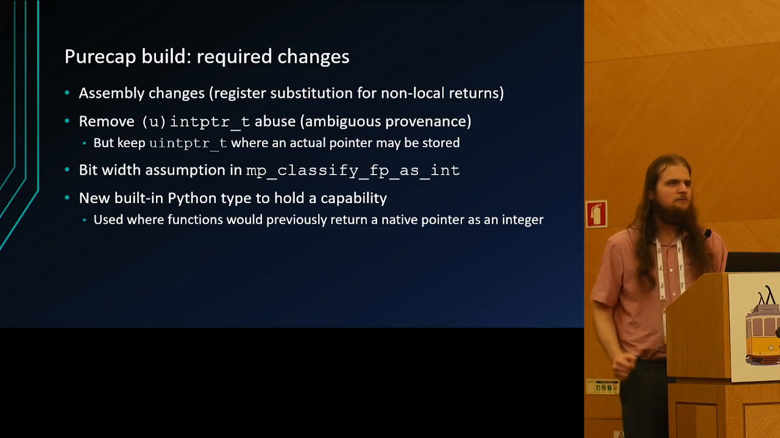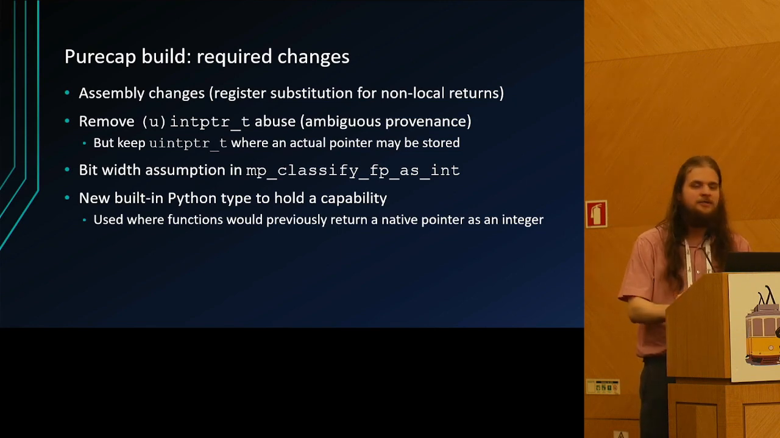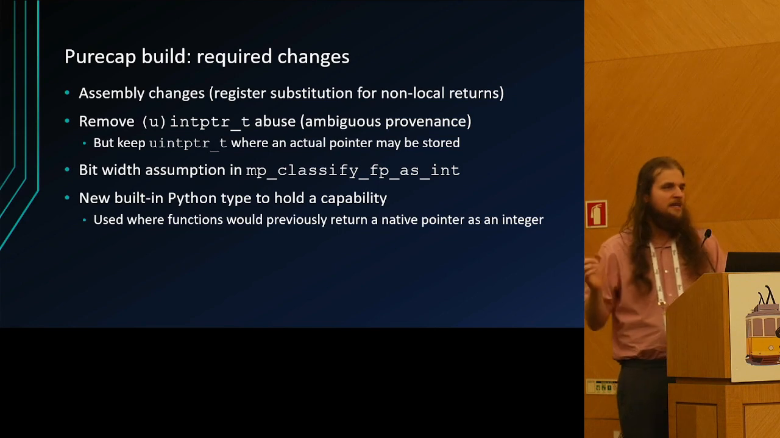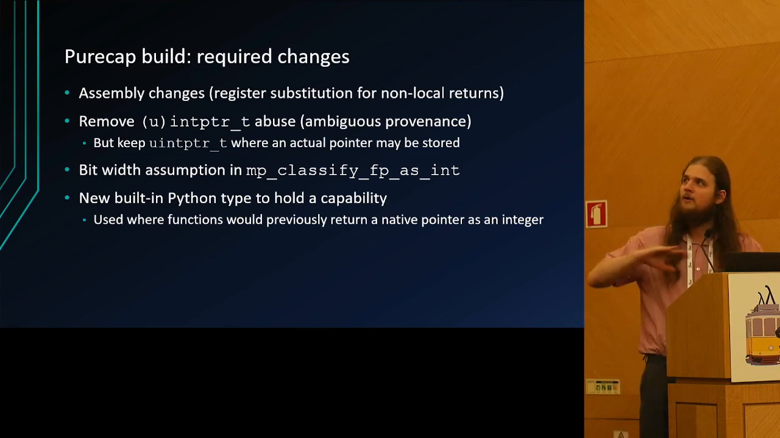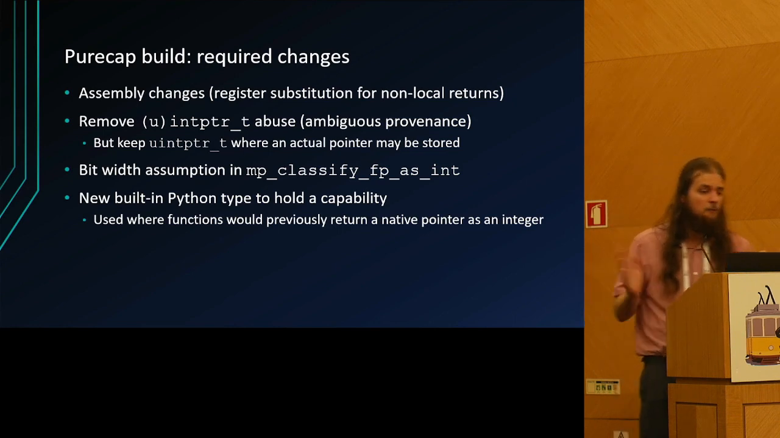Ultimately, you want to use traditional integers in as many places as possible, and only use uintptr_t where you actually might store a pointer. There were a couple of places where we had to keep uintptr_t, but for the most part, we swapped to explicit integer types, int64_t, whatever.